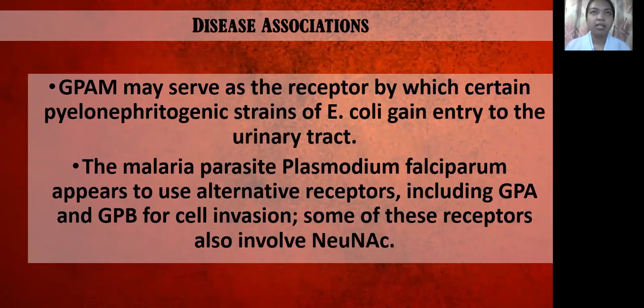And lastly is the disease association. GPA M may serve as the receptor by which certain pyelonephritogenic strains of E. coli gain entry to the urinary tract. Also, the malaria parasite Plasmodium falciparum appears to use alternative receptors, including GPA and GPB, for cell invasion, and some of these receptors are also involved in UNAC.